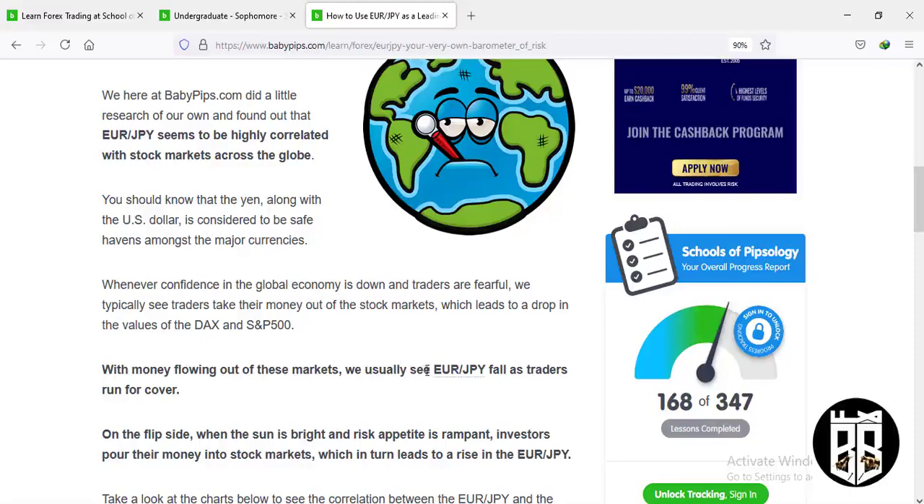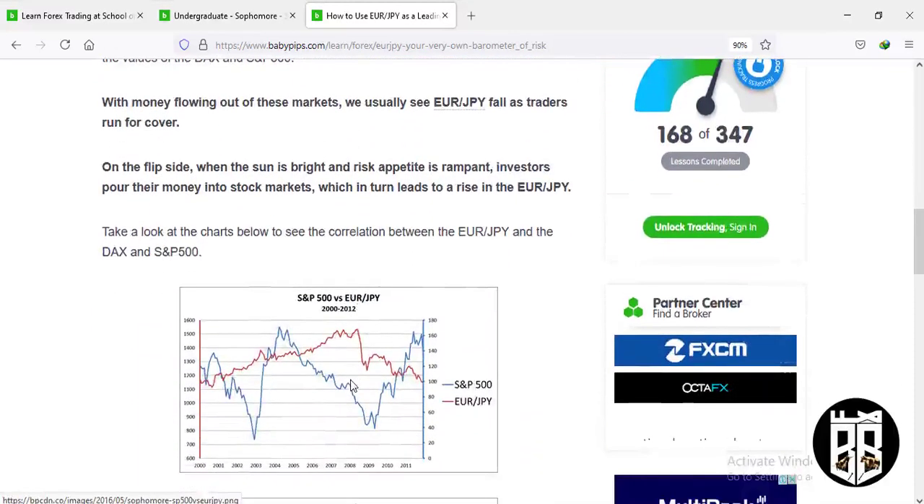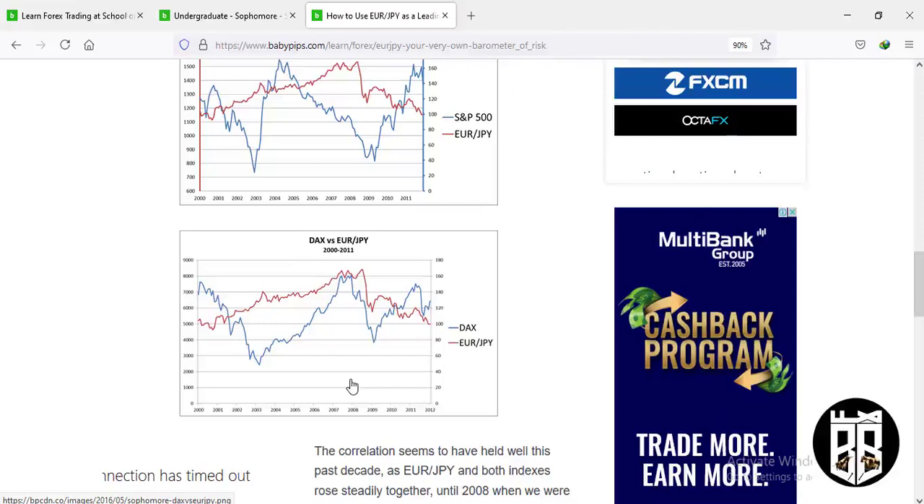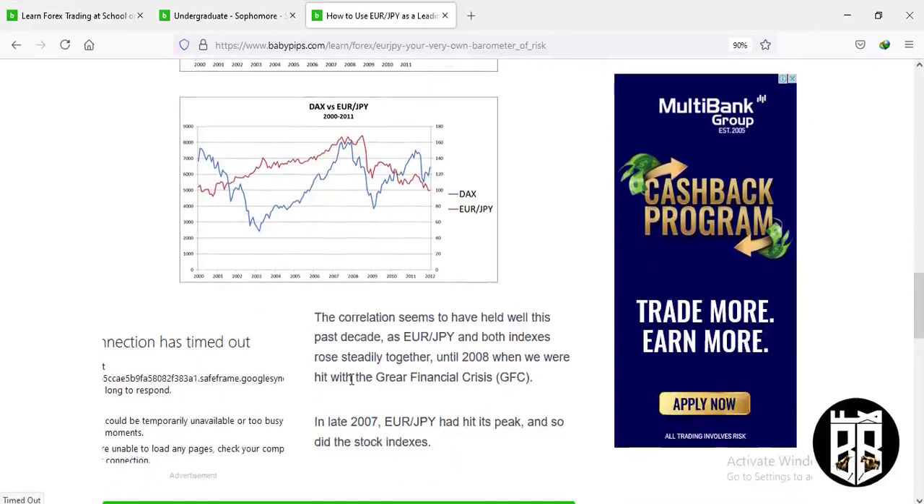Investors will move their money from Europe and put it on the other side. The money will be safe. And so what will happen? They might move the money from Europe and put it in the United States. That is how you should use the EUR/JPY to gauge investing in stocks.